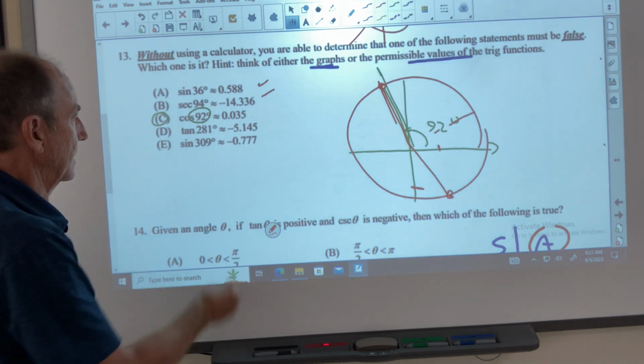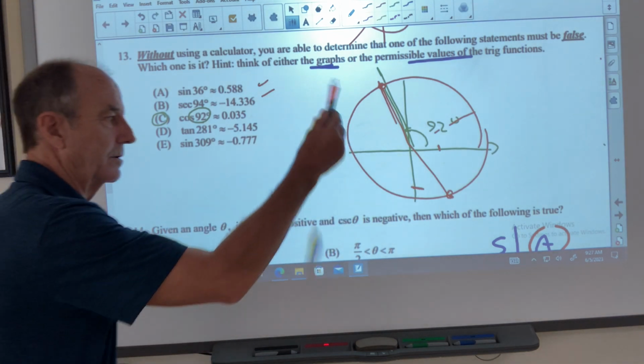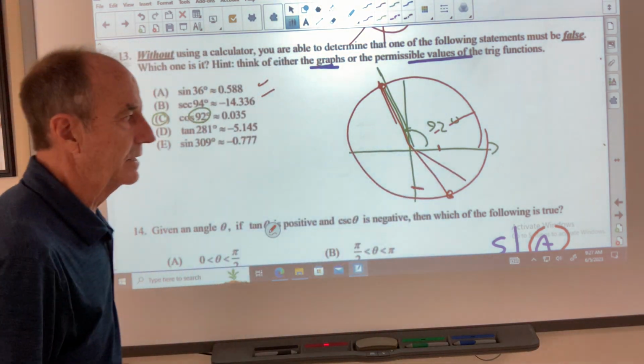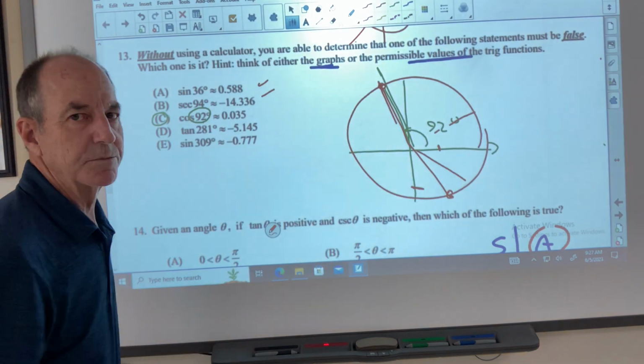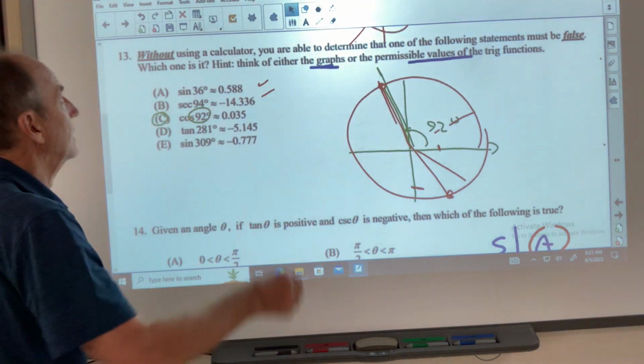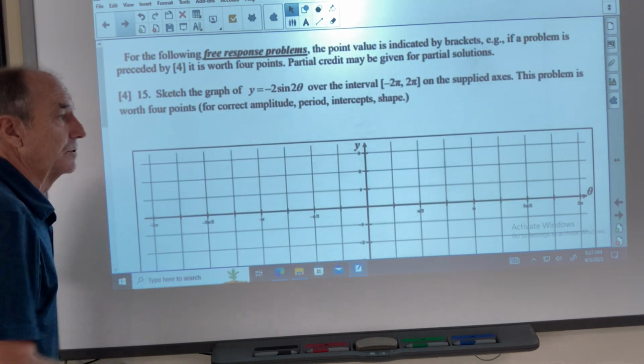And lastly, the sine of 309 degrees. 309 degrees is, again, way over here in the fourth quadrant. The sine is negative, and that seems to be reasonable. Okay, so that takes care of that. Last page, and then we'll shut down this video.